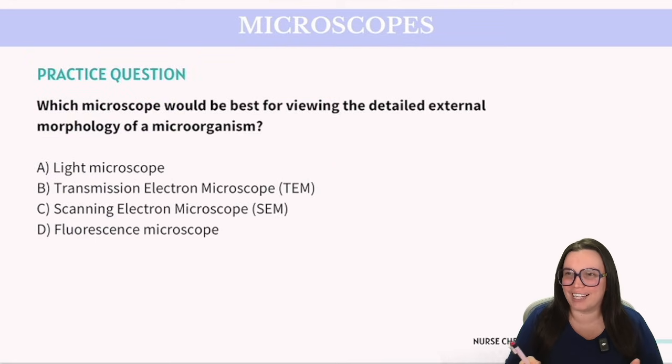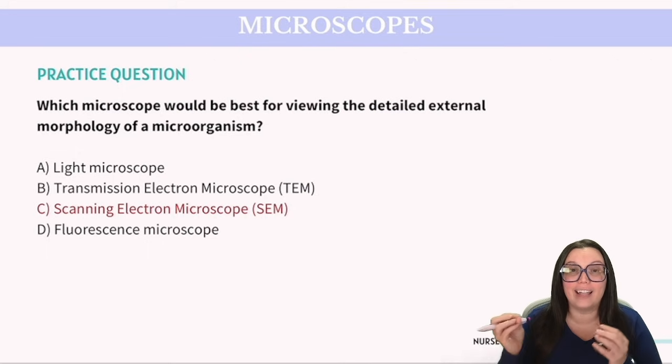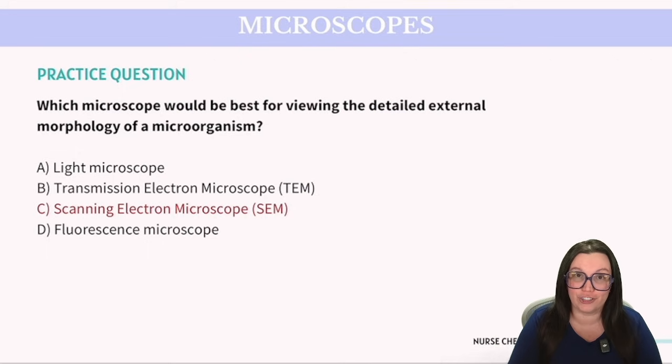Let's finish off with some practice questions. Which microscope would be best for viewing the detailed external morphology of a microorganism? Is it A, light microscope, B, transmission electron microscope, C, scanning electron microscope, or D, fluorescence microscope? And the correct answer is C, scanning electron microscope. Remember, SEMs are ideal for examining surface structures in high detail as they scan the surface with a focused beam of electrons, providing us with a three-dimensional image.